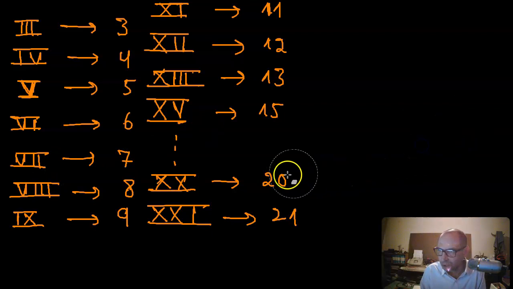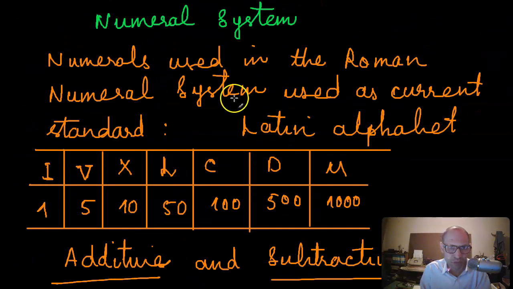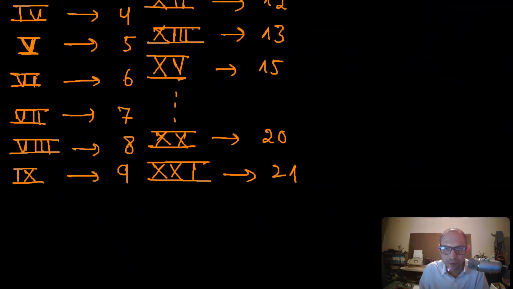Now the concrete rules that you need to take into consideration so that the number is correct based on the current standards of the Roman numeral system, because there have been many standards over the years. It's been a long time, 2000 years give or take. The system has kept changing over time, but today, if you want to use the system, these are the rules that you need to take into consideration.